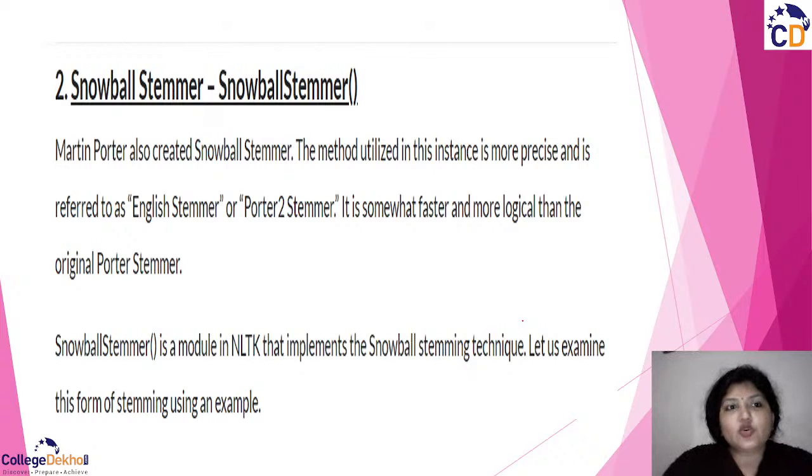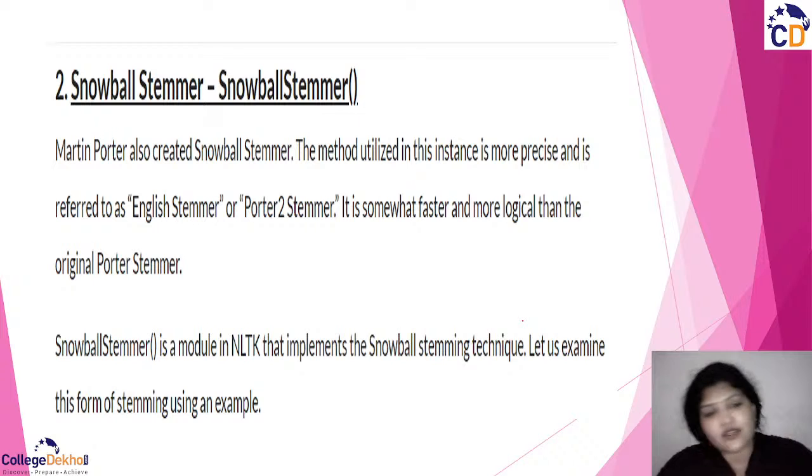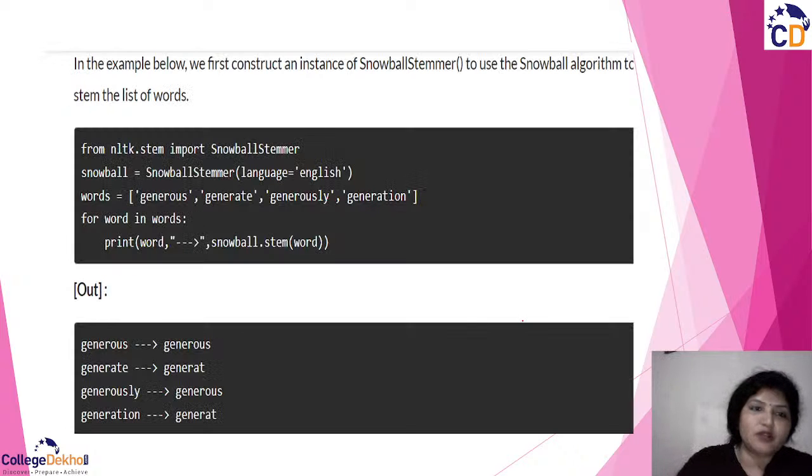The next is the Snowball stemmer. What does the Snowball stemmer function do? It is also created by Martin Porter. The method utilized in this instance is more precise and is referred to as the English stemmer or Porter2 stemmer. It is somewhat faster and more logical than the original Porter stemmer. Again, it is a module that implements the Snowball stemming technique. Let us take one example of it.